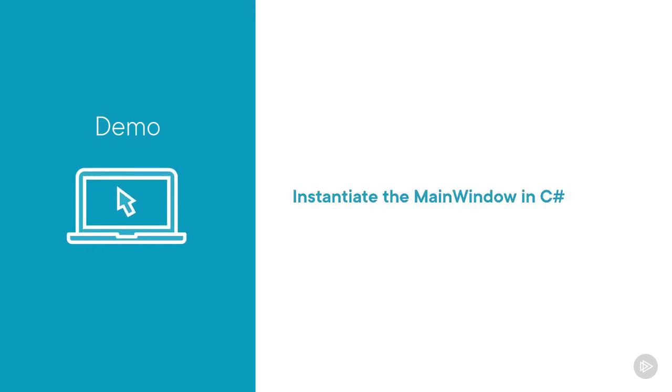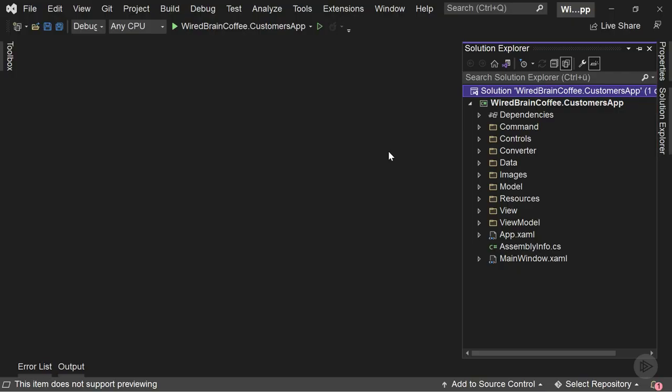In this demonstration you will learn how to instantiate the main window of our WPF application in C#. Let's switch to Visual Studio. Here I've opened the Customers App project that you can download from the course homepage on pluralsight.com.